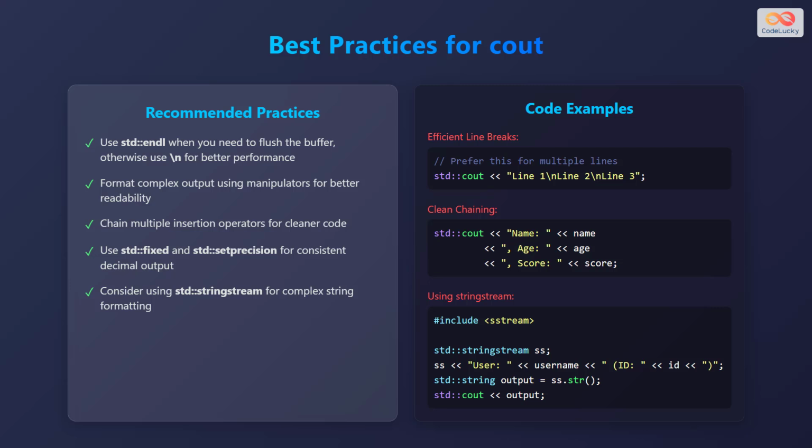For complex string formatting, use stringstream. First, include the sstream library. Then declare a std::stringstream object. Append different strings and values to the stringstream. Extract the formatted string using the str function. Finally, output the string using std::cout.